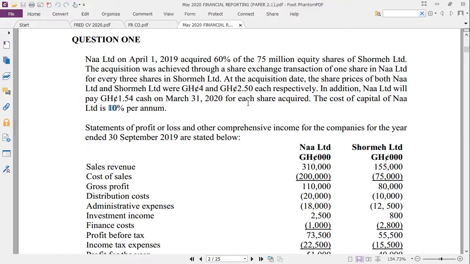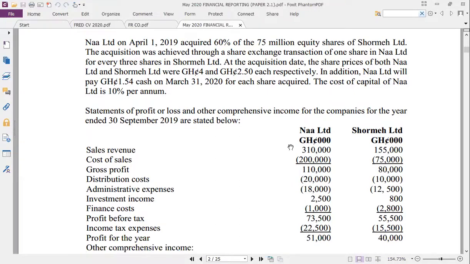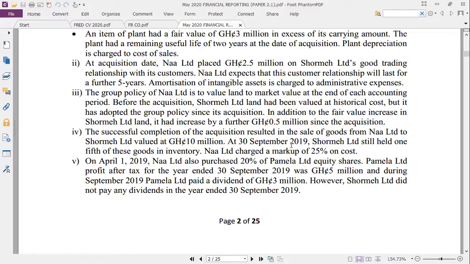So exactly 1 year or more than 1 year. From 1st April 2019 to 31st March 2020, 6 months or 1 year. Then you find it. That's the deferred consideration. The cost of capital for NA Limited is 10%. That's all. You are done. Plus some nice footnotes. Then you are done. Good.